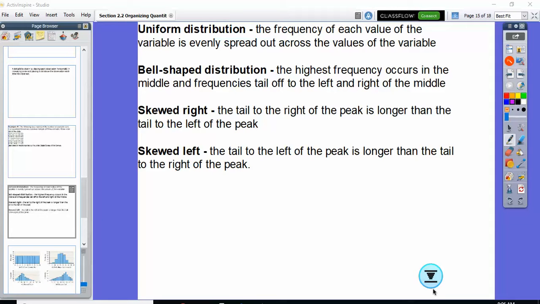Bell-shaped is where your highest frequency is in the middle, and you have about equal on each side, so it makes a nice bell-shaped curve. Skewed right, it trails off to the right. So you've got the center, the highest part here, and then you have a bunch of points going off on the right side. Skewed left goes to the left. So I'd like to put some pictures up here to illustrate what I'm talking about, and then I have a few that I'm going to put up and we're going to decide what shape they would be.